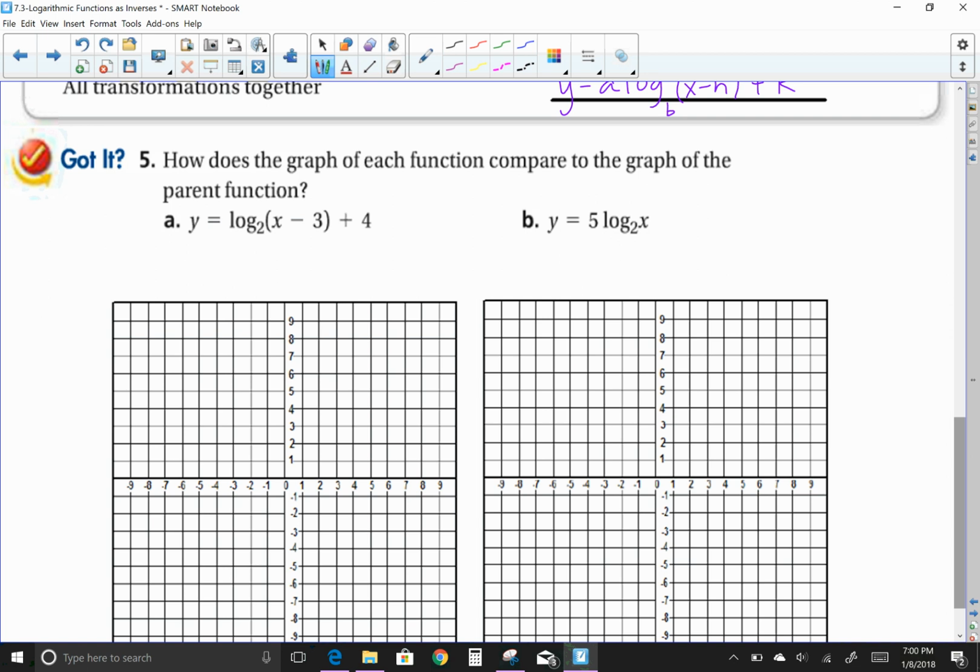We have, how does the graph of each parent function compare? So we did these in 7.2, so we're going to go through and do them again. So the first thing you always want to do is establish what your b is, your parent function. So my parent function is y equals the log base 2 of x, which means that my key points, remember, negative 1, 0, 1, and then 2, 1, and 1/2. And my asymptote is x equals 0.